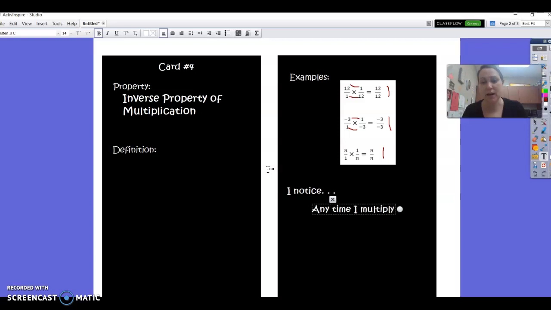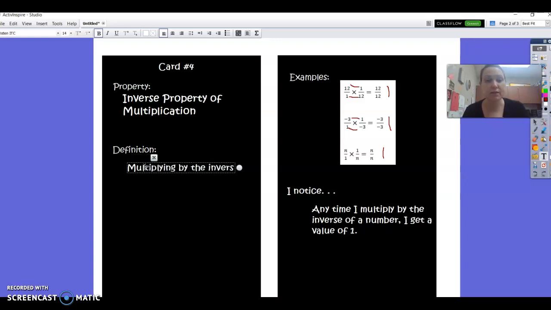So what I notice here is that anytime I multiply by the inverse of a number, I get a value of 1. So the definition would be multiplying by the inverse of a number always equals a value of 1.